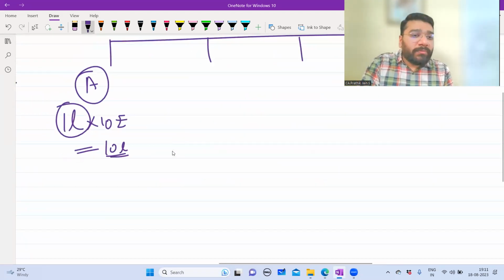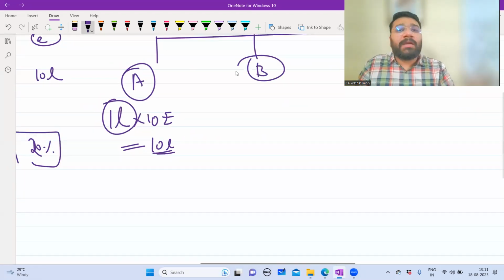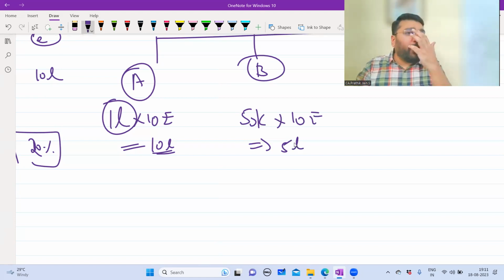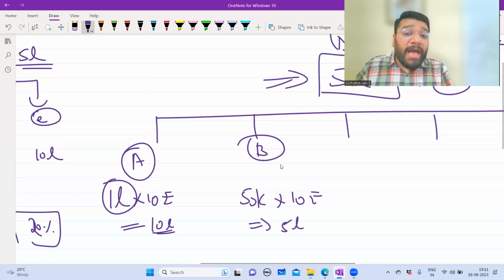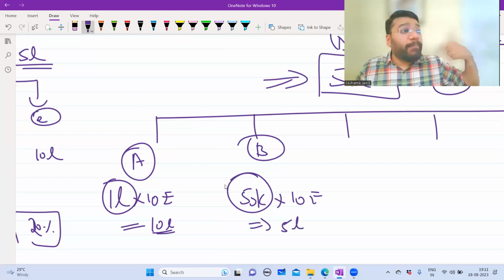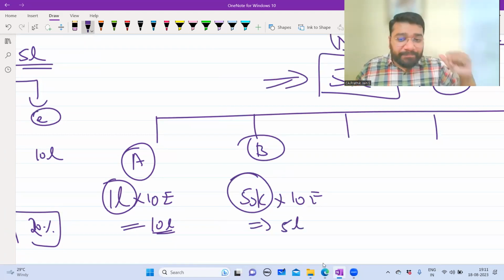So now B wants to invest in the company. So B says that, okay, look, I want to buy 50,000 shares of your company. So 50,000 shares into 10 rupees each share. How much money he has to invest? 5 lakh rupees. So it becomes easy for him to buy the shares of the company. So when you have the quantity of the capital given, it becomes easy for you to trade. Buy and sell becomes easy.